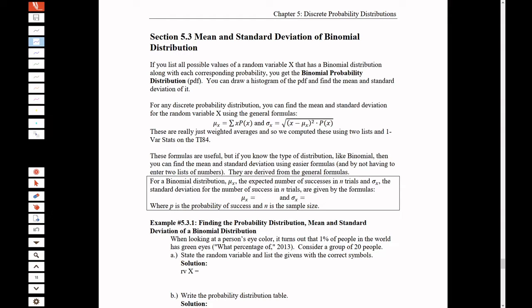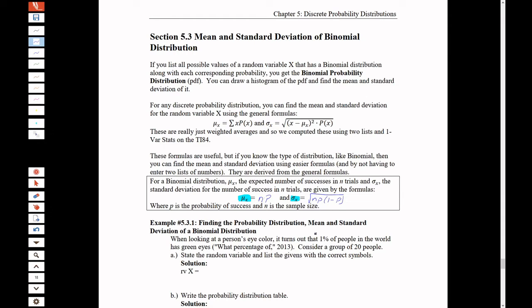For the binomial distribution, if I want to find the mean, the symbol is mu sub x, and the formula for finding the mean is n times p. To find the standard deviation, the symbol is sigma sub x, and the formula is the square root of n times p times 1 minus p.